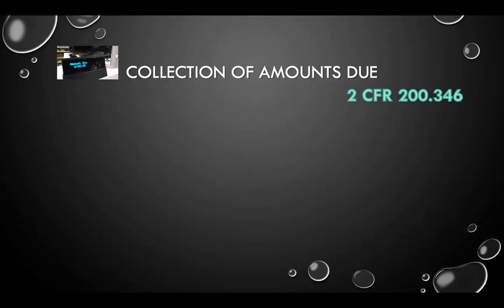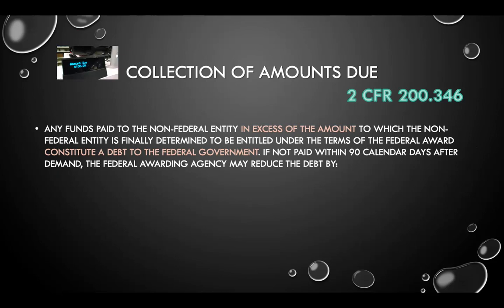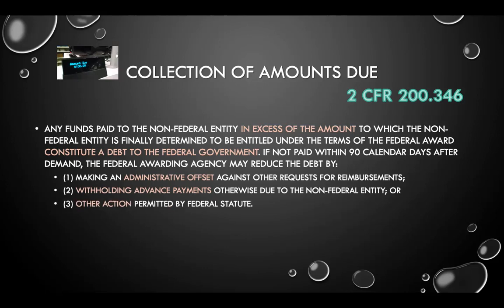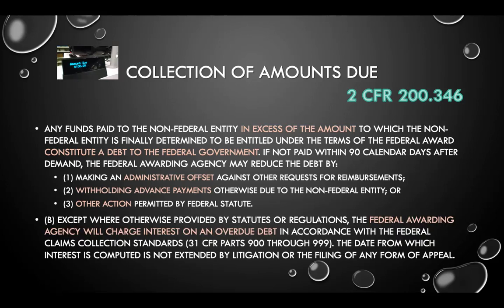Collection of amounts due. 2 CFR 200.346 describes the fact that any funds paid to the non-federal entity in excess of the amount to which the non-federal entity is finally determined to be entitled under the terms of the federal award constitute a debt to the federal government. If not paid within 90 calendar days after demand, the federal awarding agency may reduce the debt by making an administrative offset against other requests for reimbursements, by withholding advance payments otherwise due to the non-federal entity, or other action permitted by federal statute, except where otherwise provided by statutes or regulations.